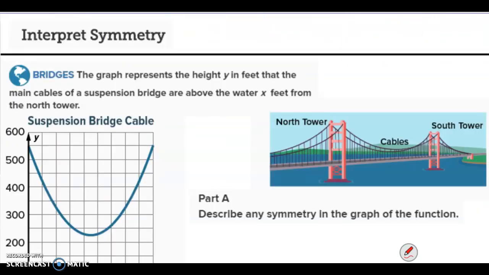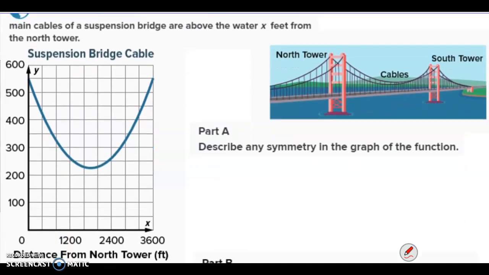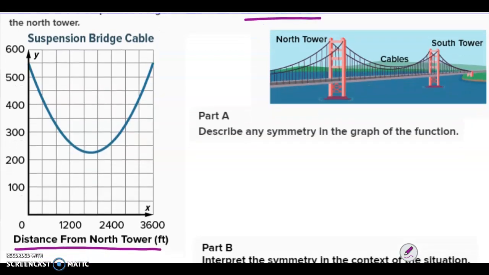So the next slide. Now, what does this mean? Okay, so main cables of a suspension bridge are above the water X feet from the North Tower. So this is distance from the North Tower. And then this is the height of those cables along the y-axis. So basically, this graph is representing what's happening right here. So you're finding out, is it symmetric? Well, this looks like one of those parabolas. So we've got to find where the middle of that graph is. I'd say it's right about there. Okay, and that's where your line of symmetry will come in.